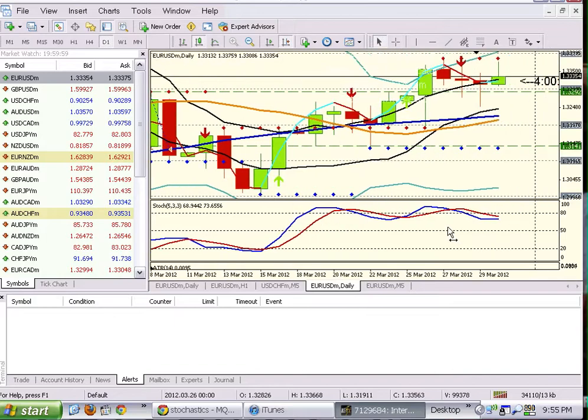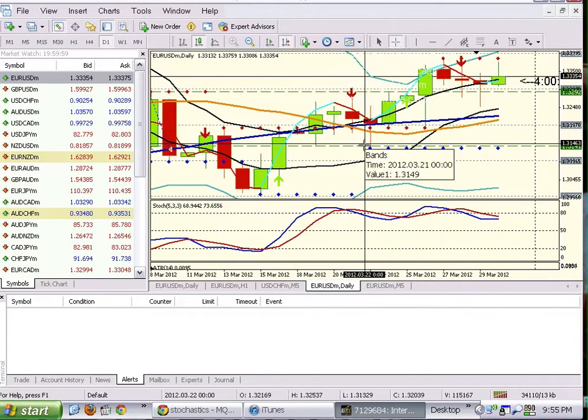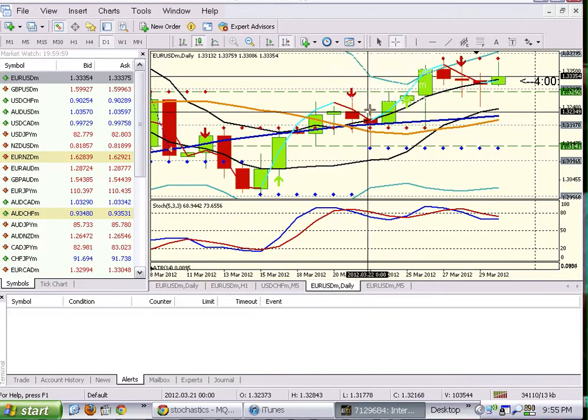So if you see here, you have a cross here, you got a red candle, you got a cross here, still going down, you got another red candle. But the importance of doing this is having everything line up: the stochastics, the price action, and the support and resistance. You really want it all to line up.